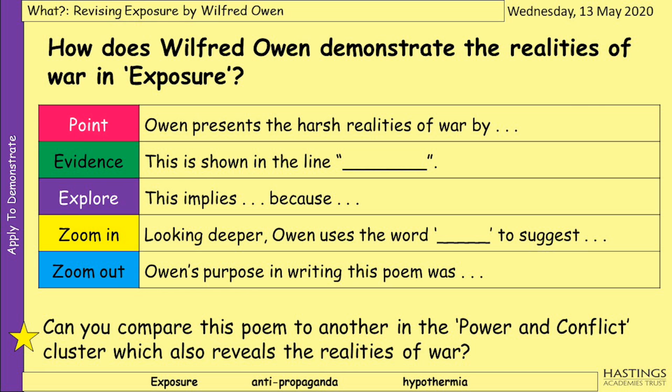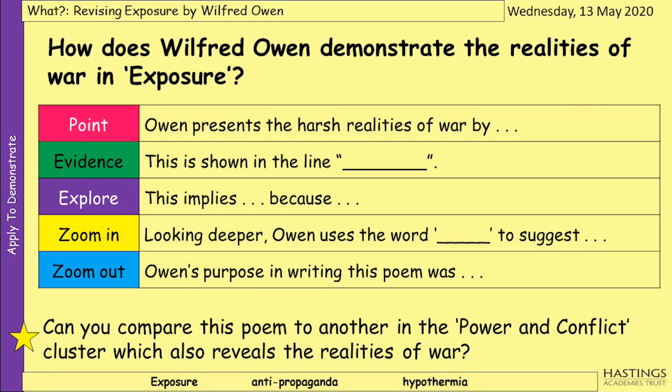Right, now time for everyone's favourite part. We're going to do some PEE paragraphs. Your question here is, how does Wilfred Owen demonstrate the realities of war in Exposure? Obviously, within your exam, you would be comparing this to another poem within the Power and Conflict cluster. So if you are able to do that, that is part of the STAR challenge. Please do give that a go. Otherwise, just write one or two PEE paragraphs on the parts of the poem that we've read today.